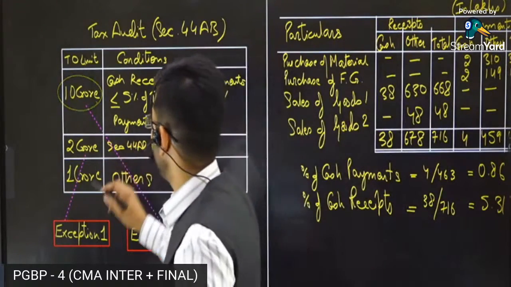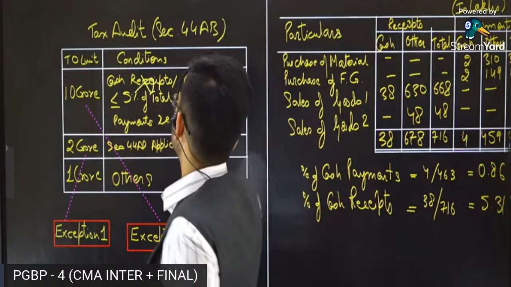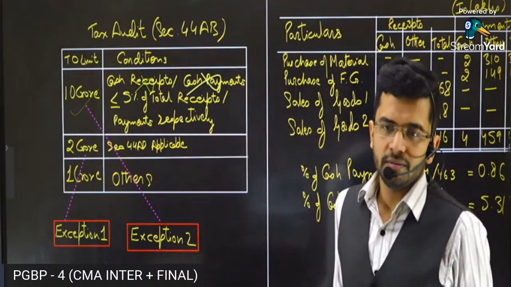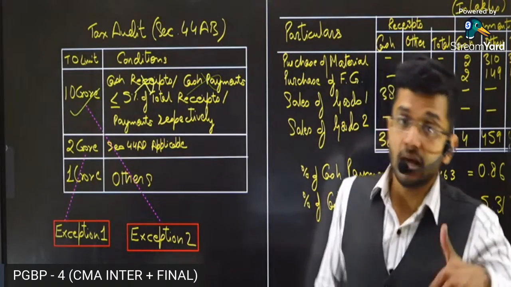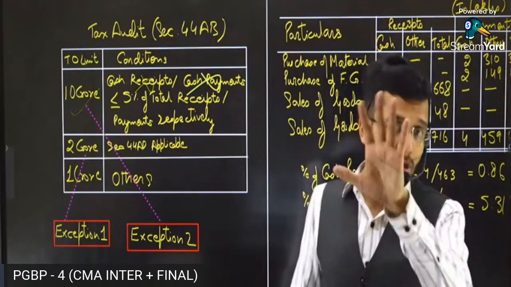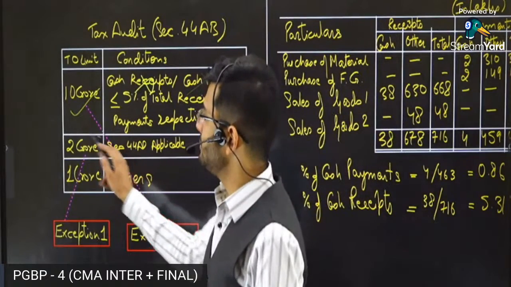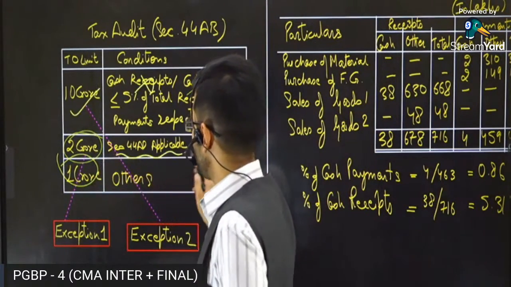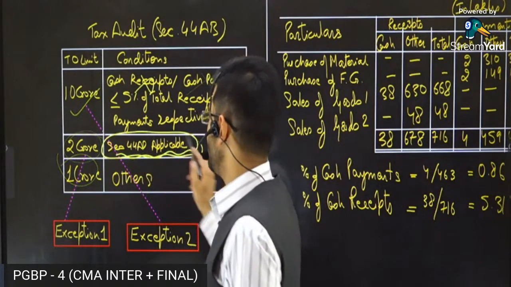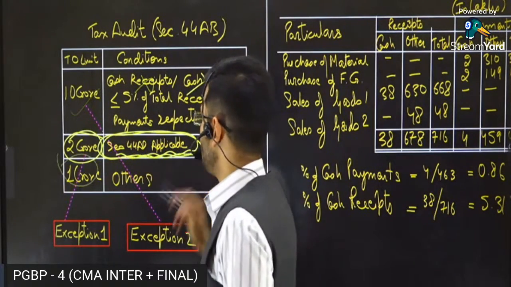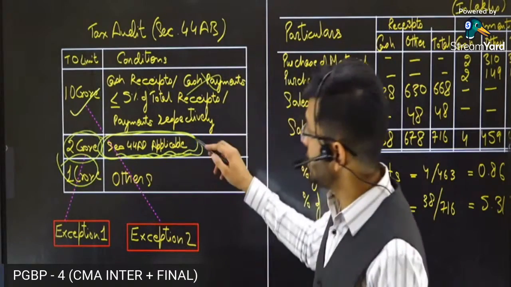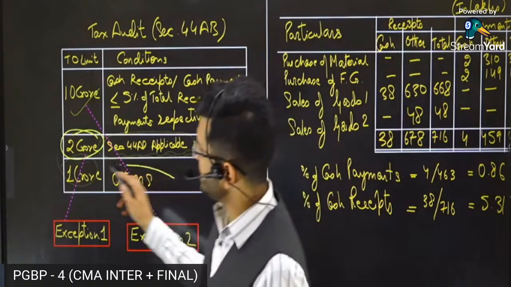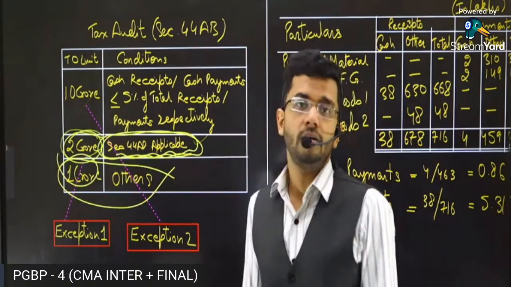Now, if your cash receipts and cash payments are more than 5% of your total receipts and total payments, then the turnover limit will be 2 crores and 1 crore respectively. 2 crores in case where section 44AD applies. Wherever you are applying section 44AD, the presumptive taxation regime, your turnover limit will be 2 crores. And in any other business, the turnover limit will be 1 crore.